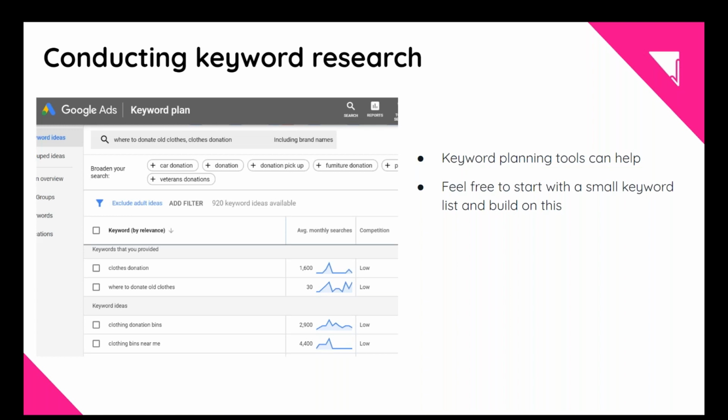So in this example on the screen, we can see that whilst where to donate old clothes has just 30 searches per month.